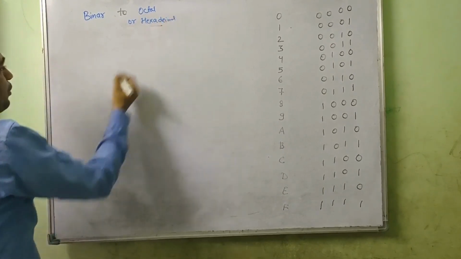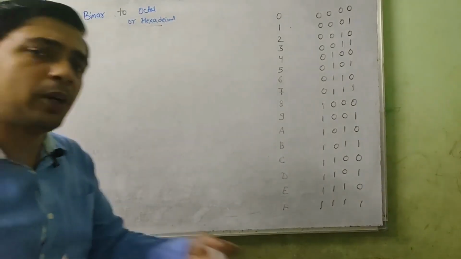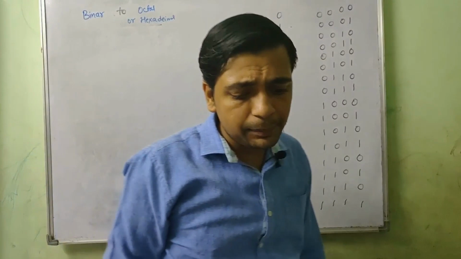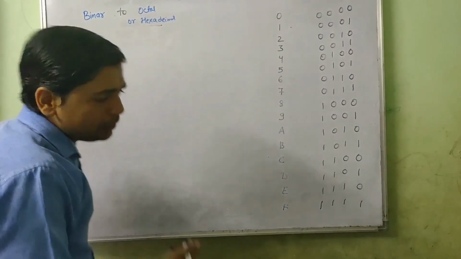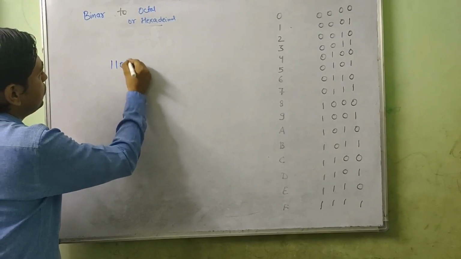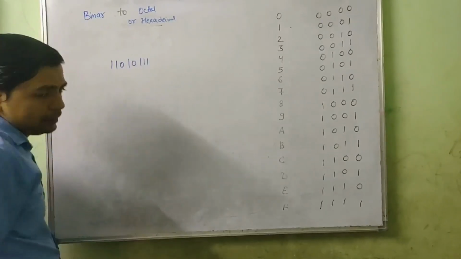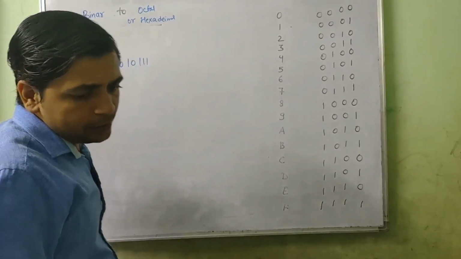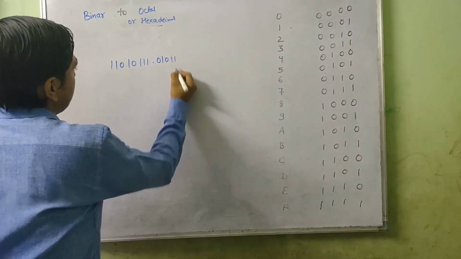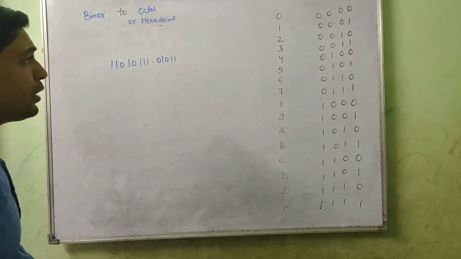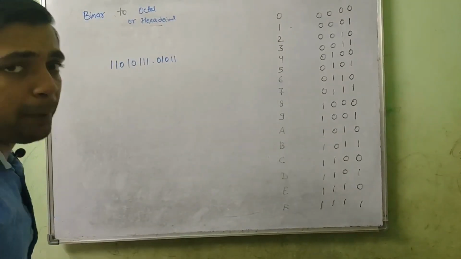The process is almost the same. We will take a binary number and convert it into both octal and hexadecimal as well. So let's take the binary number 11010111.01011. Okay, now first of all we have to form groups. Actually not pairs, groups.